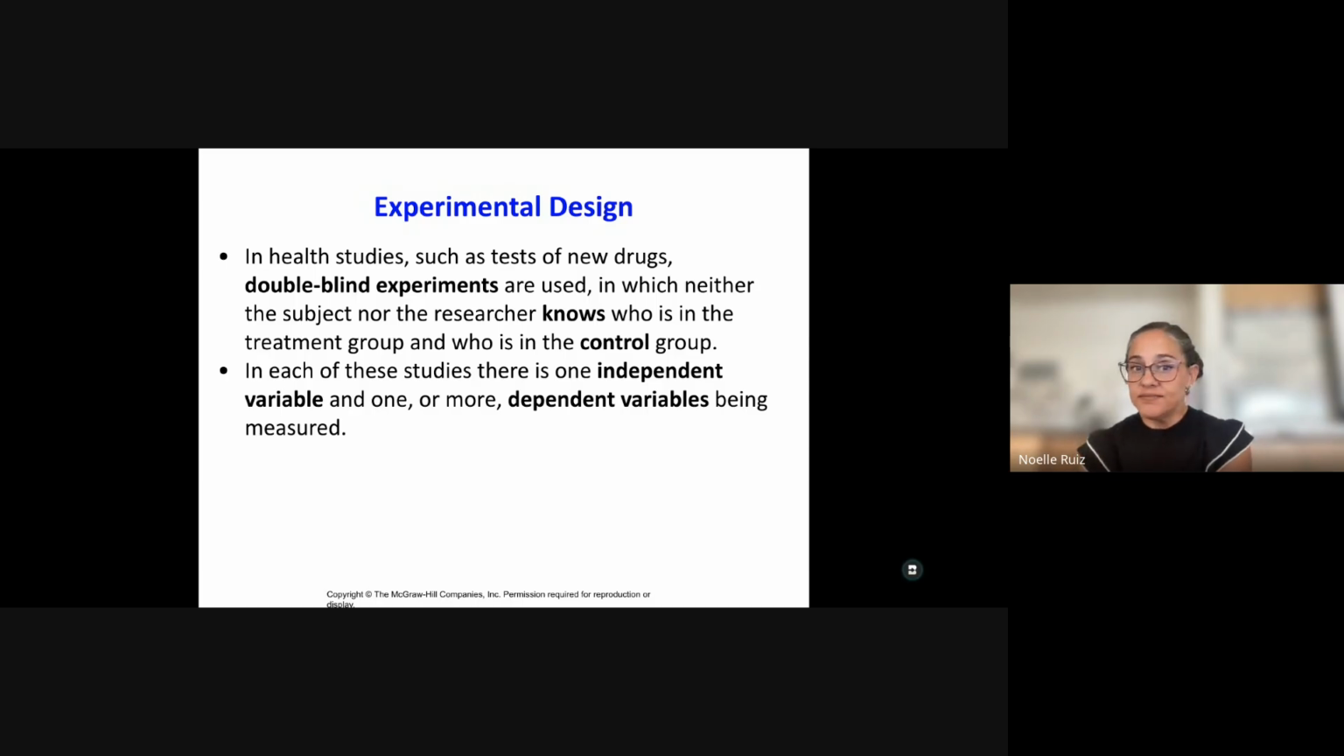In health studies, such as tests of new drugs, like I was just saying, double-blind experiments are used, in which neither the subject nor the researchers know who was in the treatment group, who got the Tylenol, who got the Advil, or who was in the control group, which is the placebo, the sugar pill. So nobody knows which pill.